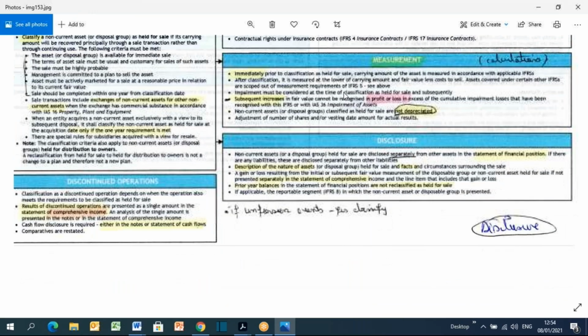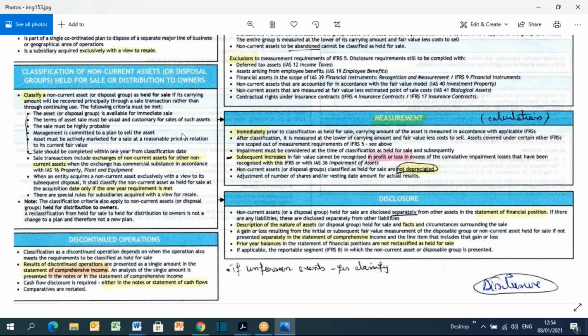The measurement, you should be very familiar with the measurement. Immediately prior to the classification, an impairment test takes place, probably according to IFRS 16, and the subsequent increase. You have to do an example for this bit, because otherwise, if you don't do an example, you will not be able to understand this information. Also, very important, always remember that non-current assets classified as held for sale are never ever depreciated again until they're sold. So remember that.